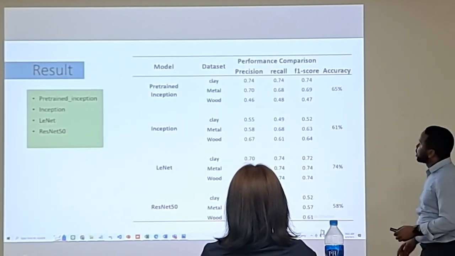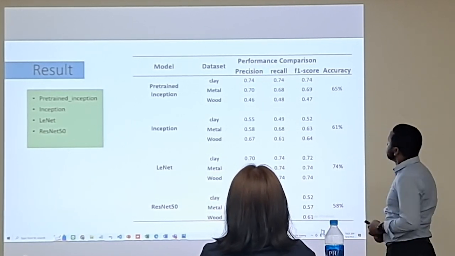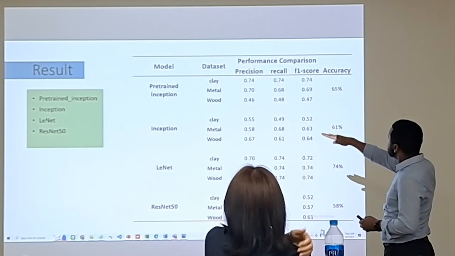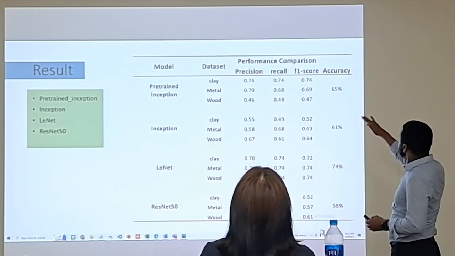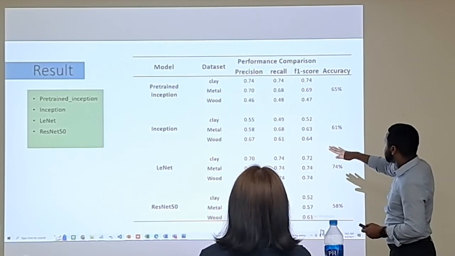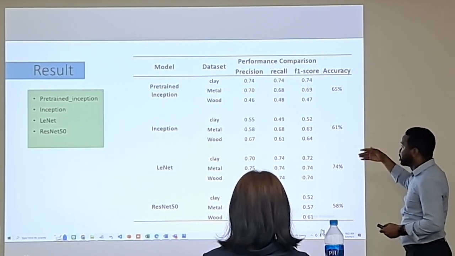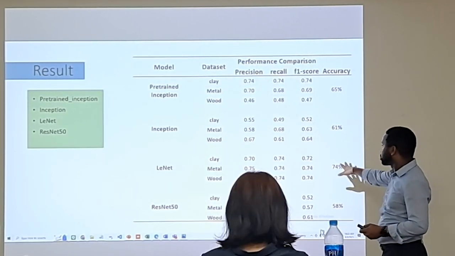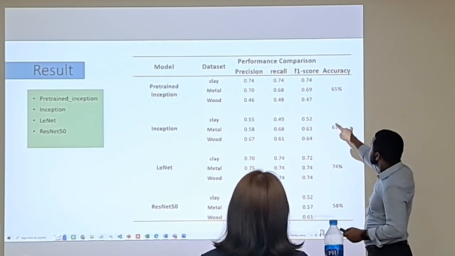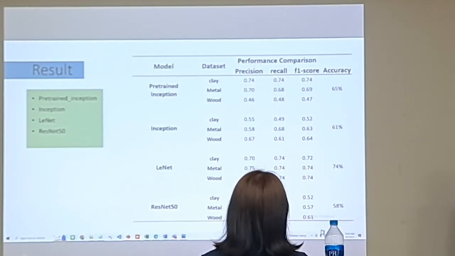And this is my result. This table shows the performance comparison. In the pre-trained model, we got clay, metal, and wood, and for precision we get these numbers with an accuracy of 65. Inception, we get these numbers with an accuracy of 61. And LeNet is actually a little bit more stable compared to these ones. We'll talk about it when we discuss this result.